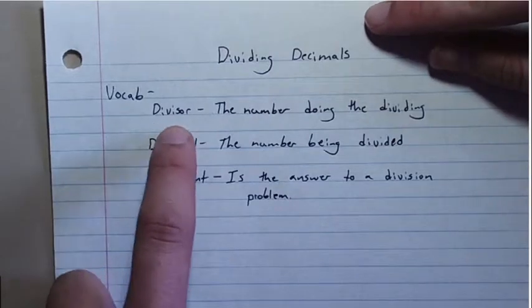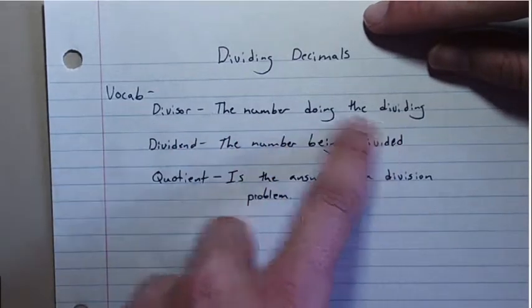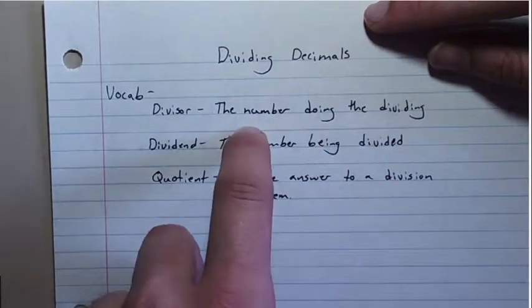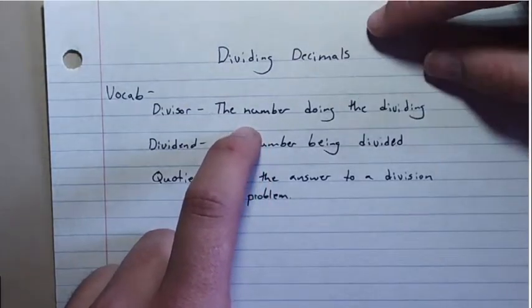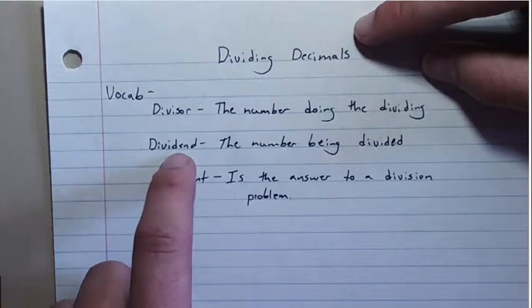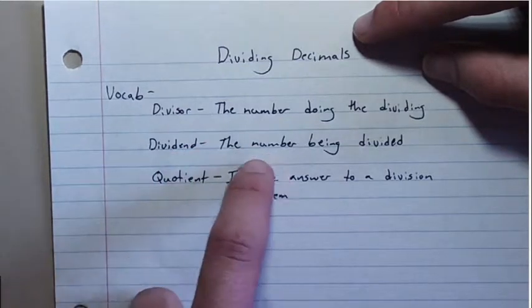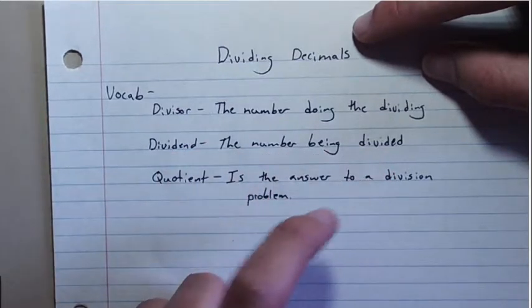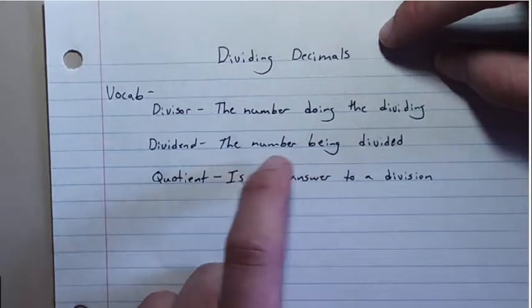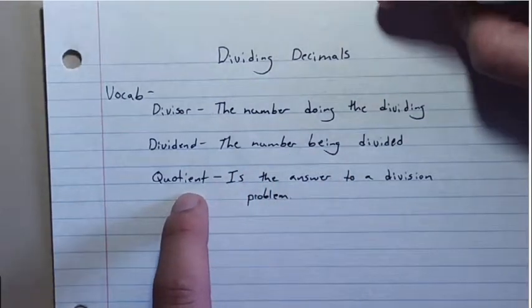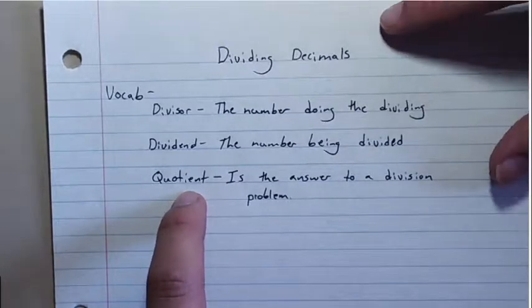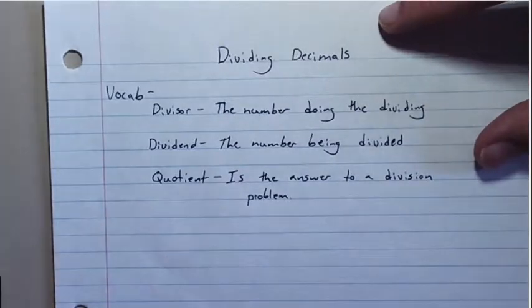A divisor is a number that is doing the dividing. This is a number that will be on the outside of the box, and that's the one that's breaking up the larger number, and that larger number is called the dividend. This is the number that is being divided up. So this is like the big group, and this is the one that goes inside of the box. And the last one that I have is the quotient, and this is going to be the answer that you get at the end of your division problem. So the quotient is just the answer for any division question.